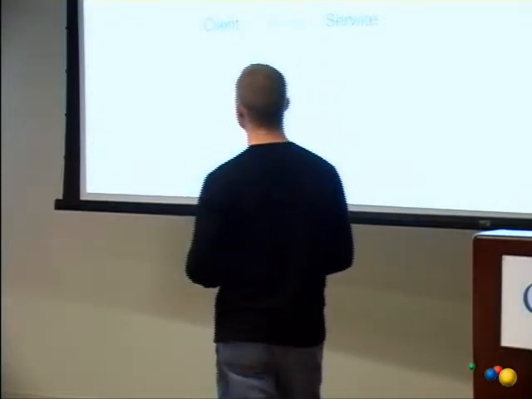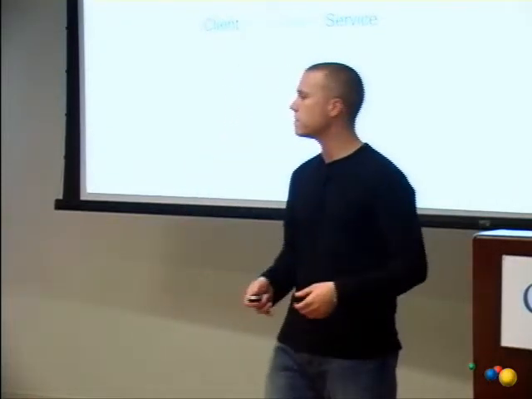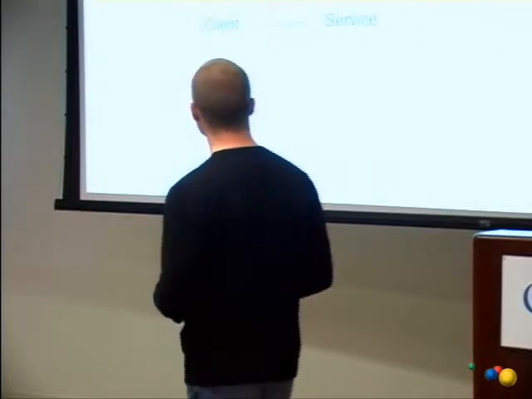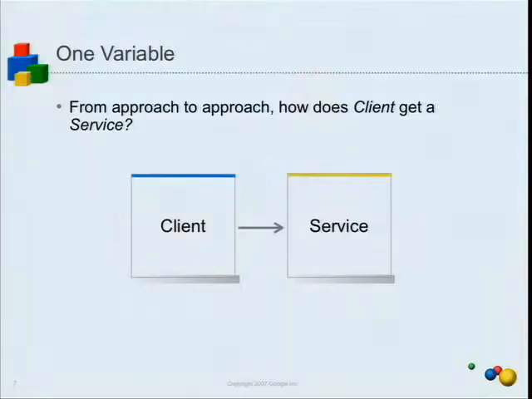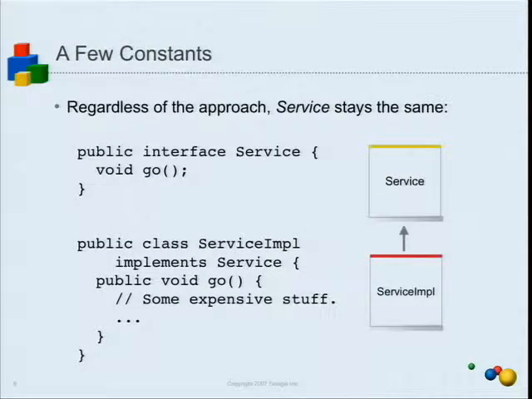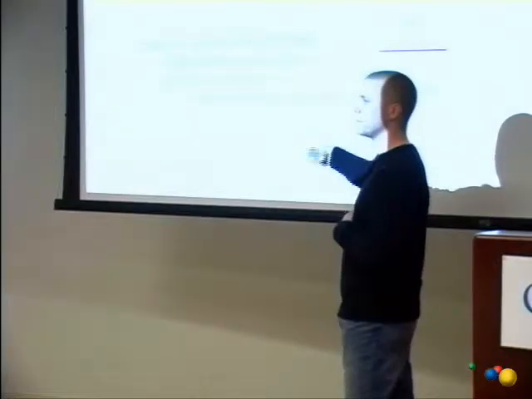So throughout this example, as we go down these three paths, we're going to have one variable, one thing that's going to change. That's going to be how client gets access to an instance of service. And then a couple things are going to stay the same. Like I said, we're going to have this service interface. We're going to have a single implementation of service.